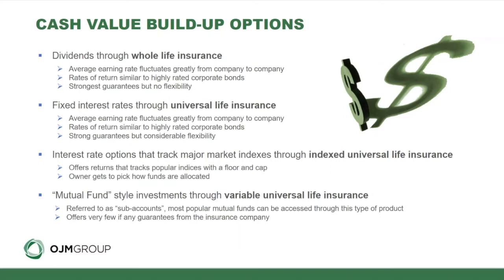Now, a variable universal life contract, the way that this works is you pay your premiums and your dollars are actually invested in mutual funds that you select inside that contract.